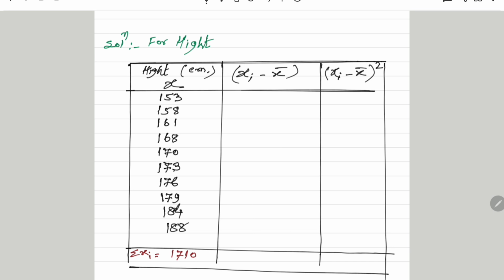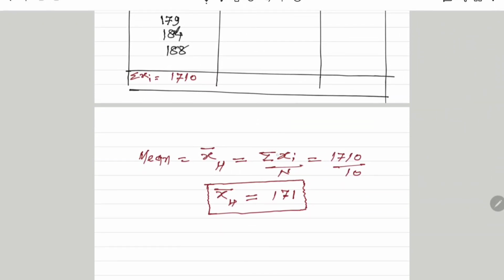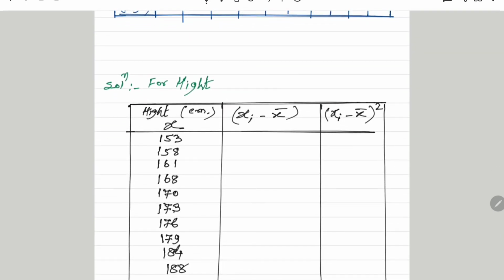Then we need to find the mean first. The formula for mean is the sum of xi divided by the total number of persons. That sum is 1710 divided by 10 persons. If you perform this division, we get the mean as 171. Then subtract this mean from the values of xi to get the second column, the values for xi minus x bar.